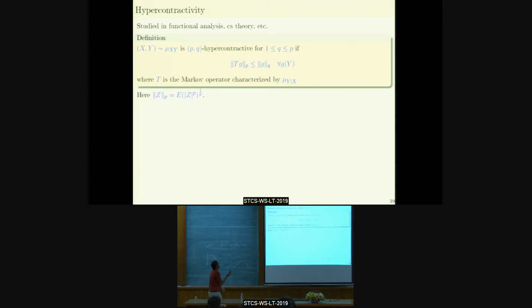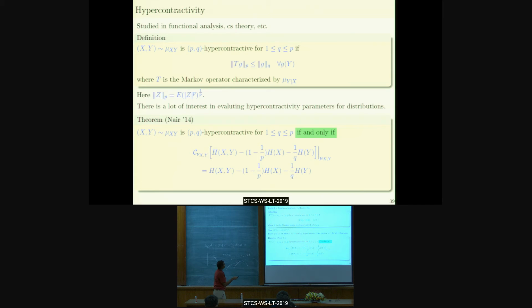And this is mainly studied in functional analysis. It came from physics. Now CS theory people use it and so on. What I showed a few years ago, along the lines of Carlen-Cordero kind of evaluation but for a limited setting, is that this is exactly the same as asking, if I look at these linear functionals of entropies, you can think of this as a functional of the joint distribution, and if I take the upper concave envelope of this functional, does it match the function value at mu xy?